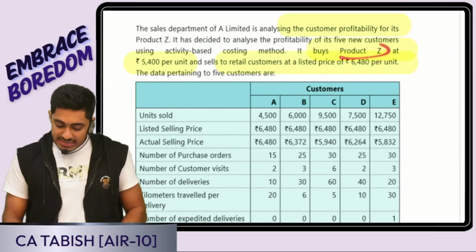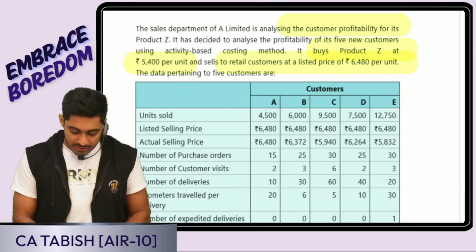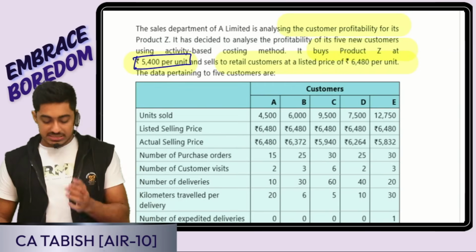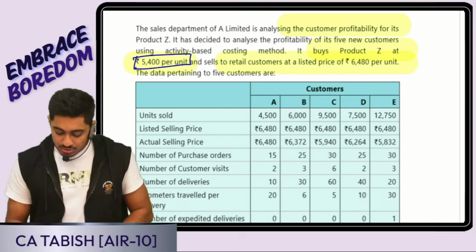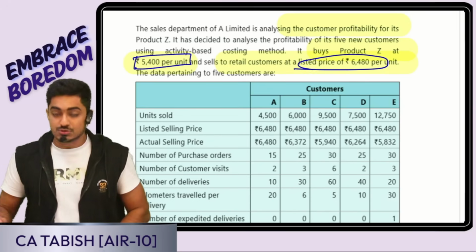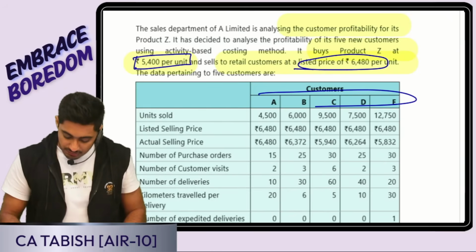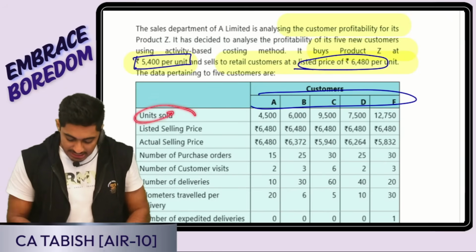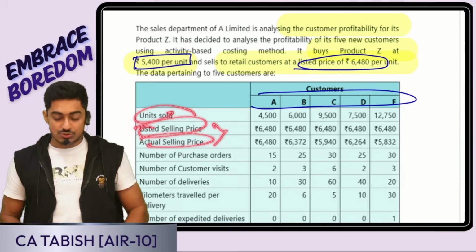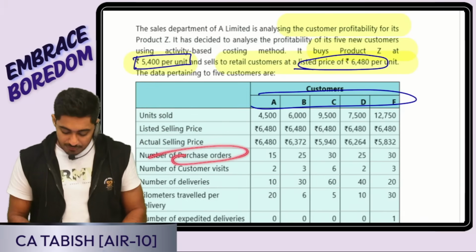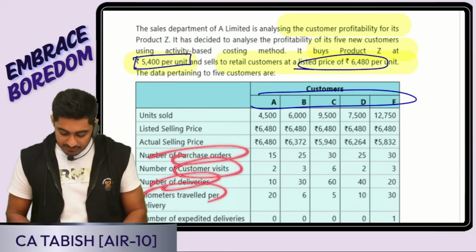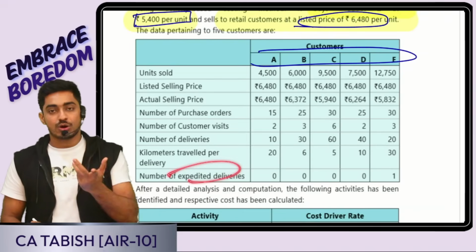It is buying a product Z at 5,400 per unit. Tell me, every unit at what price am I purchasing? 5,400, and sells to retail customers at a listed price of 6,480. Listed price is 6,480. There could be some discount. So for each of the customers, how many units have been sold? Listed selling price, actual selling price. The difference is going to be the discount given, the number of purchase orders, number of customer visits, number of deliveries, kilometers traveled per delivery, expedited deliveries, all those things are given.